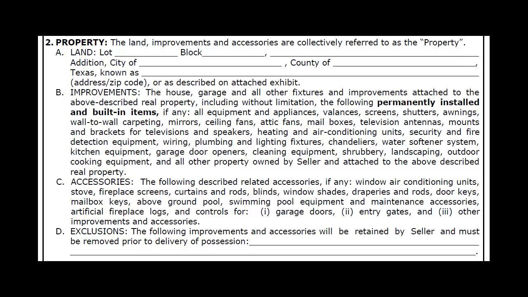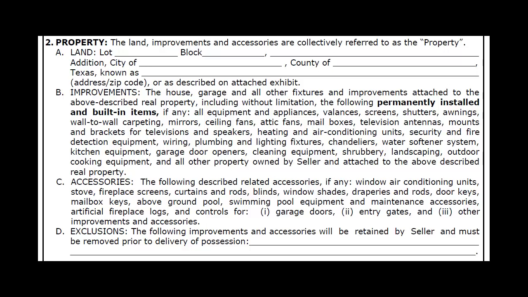Let's see, the improvement section. These are generally things that are permanently installed or built into the house itself. So it includes window screens, shutters, awnings, carpet, mirrors, ceiling fans, mailboxes, TV antennas, the mounts and brackets used to hang flat screen TVs on, speakers, so the surround sound speakers, air conditioning units, smoke detectors, wiring, plumbing, and on and on, garage door openers, shrubbery, landscaping, outdoor cooking equipment, and that sort of thing. So these are things that are actually attached to the property. C is the section for accessories.